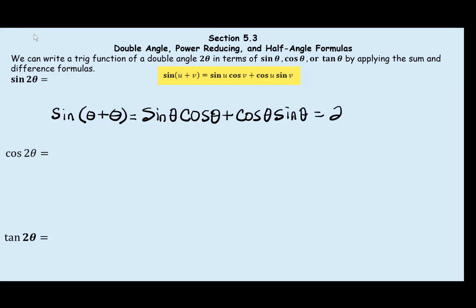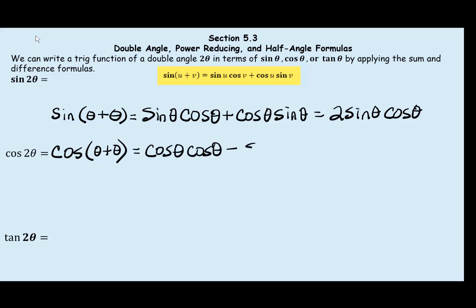which is just 2 sine theta cosine theta. So for cosine 2 theta, we do the same thing, cosine of theta plus theta, and we use that cosine formula for sums, which is cosine theta cosine theta minus sine theta sine theta. So that's just cosine squared theta minus sine squared theta.